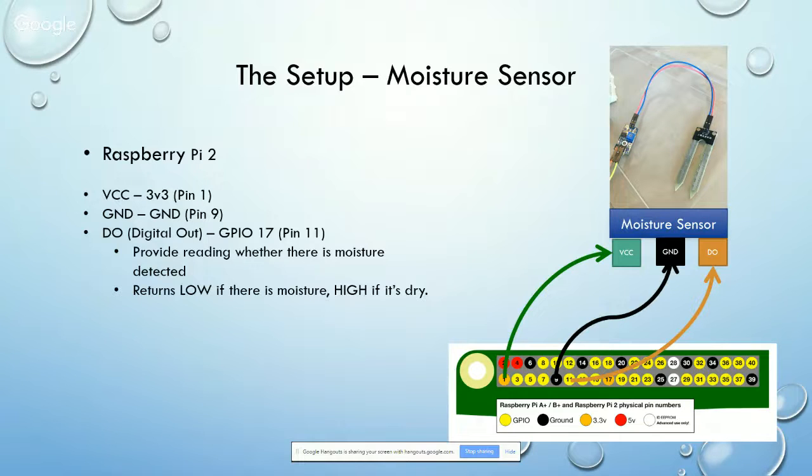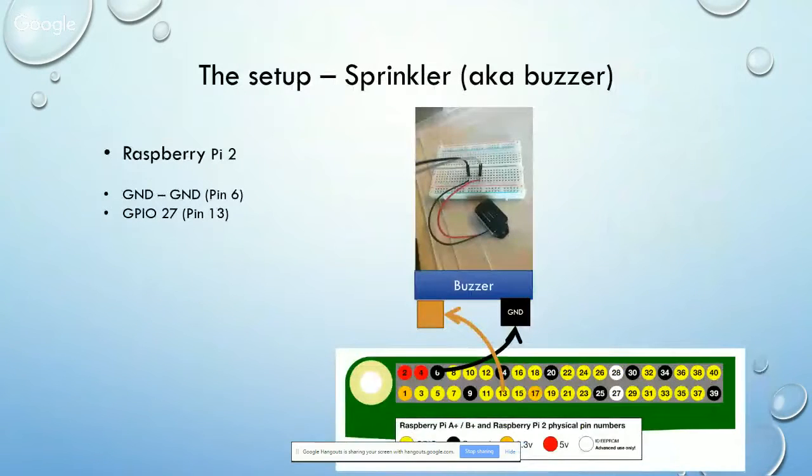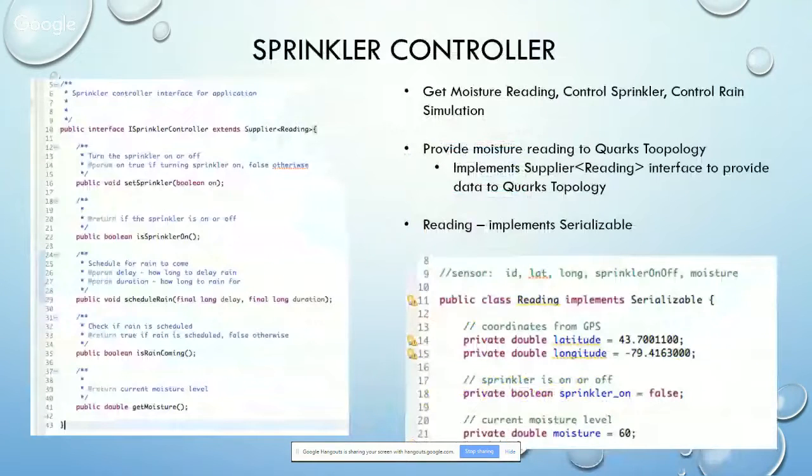The next thing we needed to hook up is the sprinkler or the buzzer. This is very easy to hook up. So a breadboard here, and I hooked up the input to the buzzer onto pin 13, and then I also hooked it up to the ground pin, pin 6. So that's all there is to it from a circuits perspective. And now we're going to talk about how we actually write the sprinkler controller.